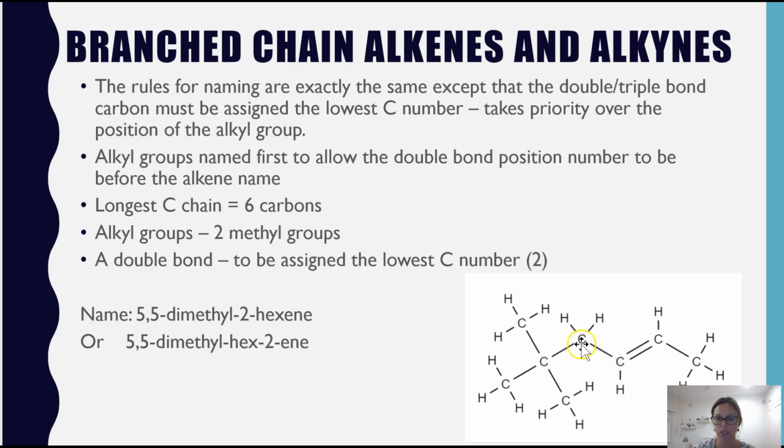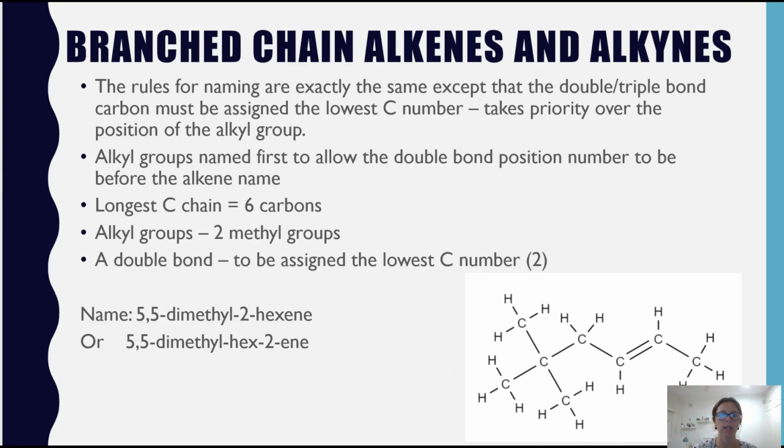We have got a branching group coming off here, which is the 1, 2, 3, 4, 5 carbon chain in both directions. And in both directions, we've got a methyl group. So we've got 2 methyl groups, so it's dimethyl. And we need to look at its placement. Its placement is on the 5th carbon then. So it's a 5,5 dimethyl hex-2-ene. Of course, there is that other way that I did speak about before.